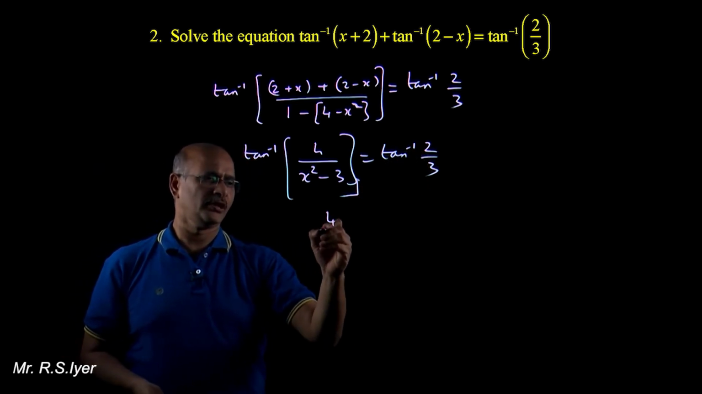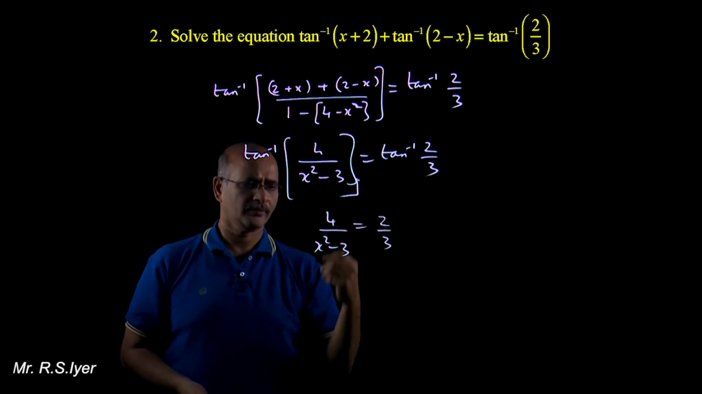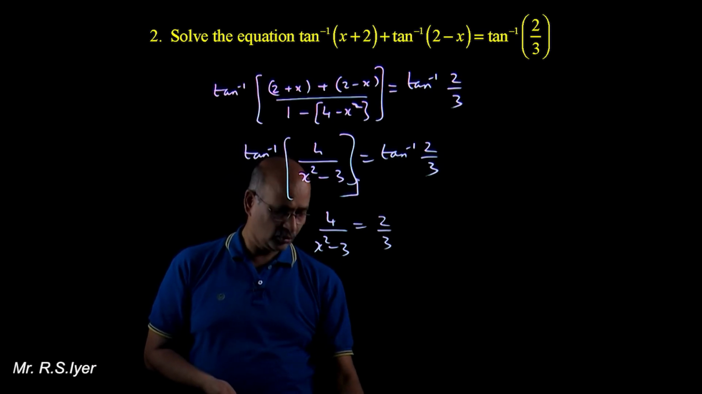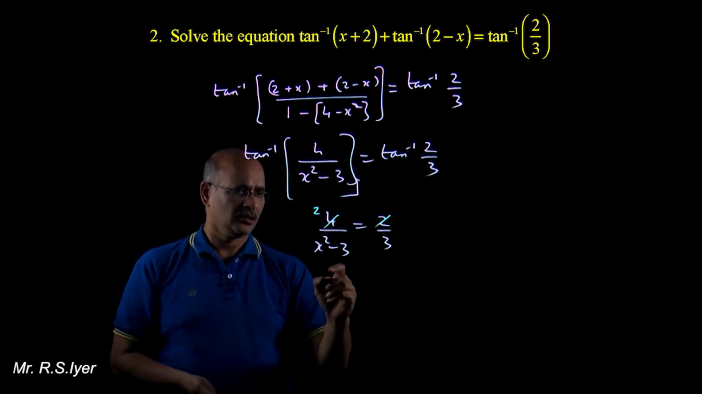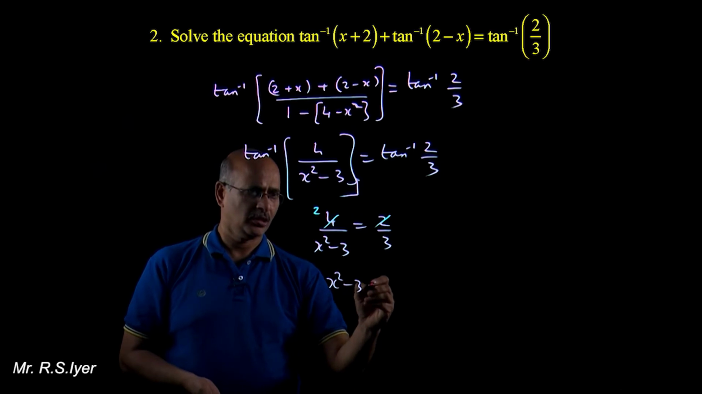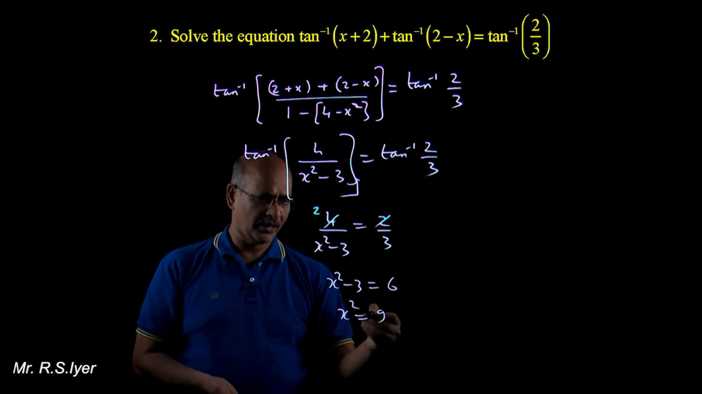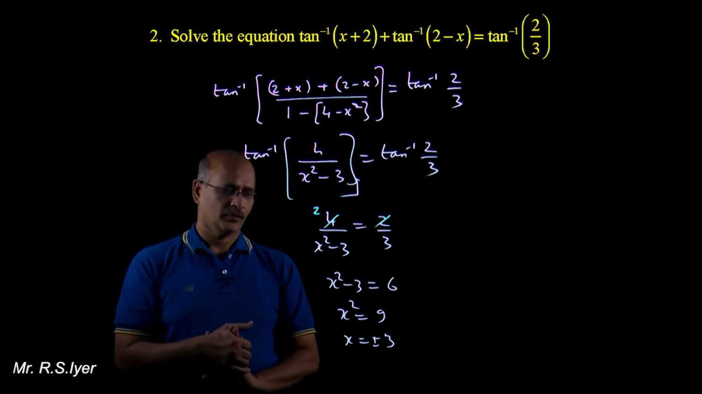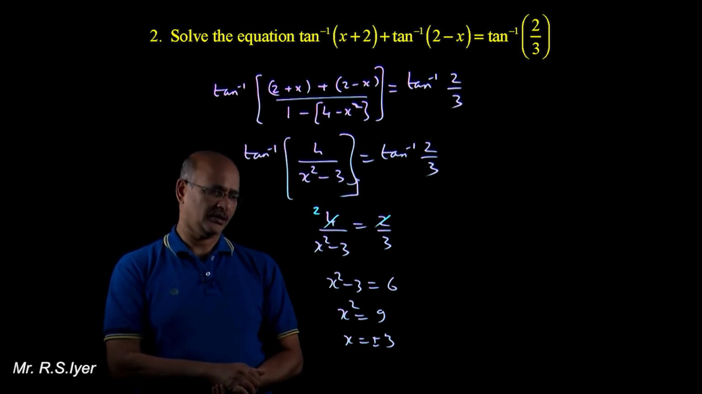So, which will lead to 4 upon x square minus 3 is equal to 2 upon 3. You can simplify this: 2 1s are 2, 2 2s are 4, and just cross multiply this. So, x square minus 3 is equal to 6, which gives x square is equal to 9. So, x equals plus or minus 3. In this case, both the values satisfy this, so x equals plus or minus 3 will be the solution. I do not think there should be any problem in identifying.